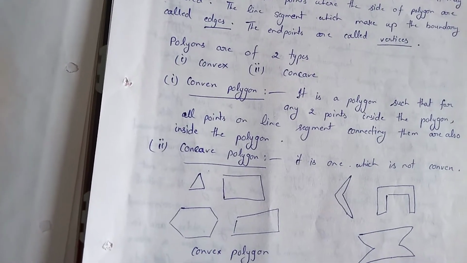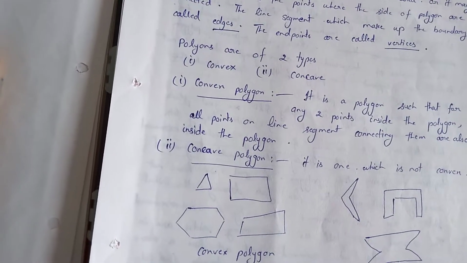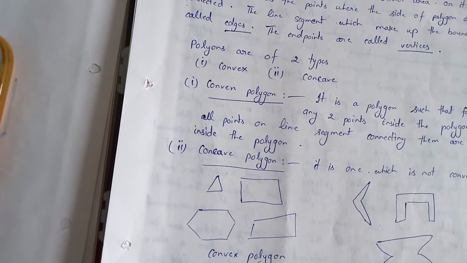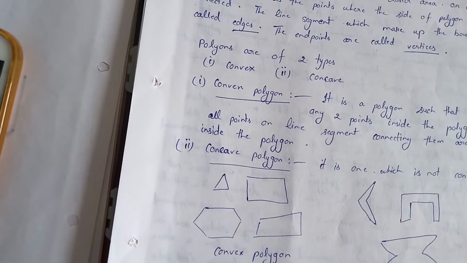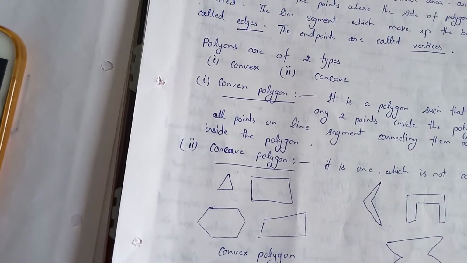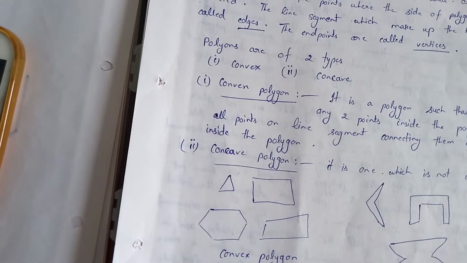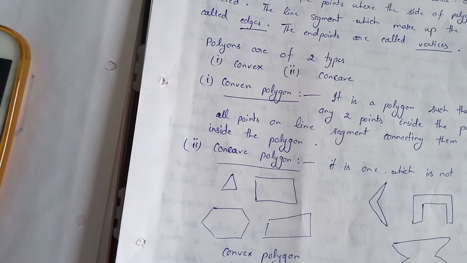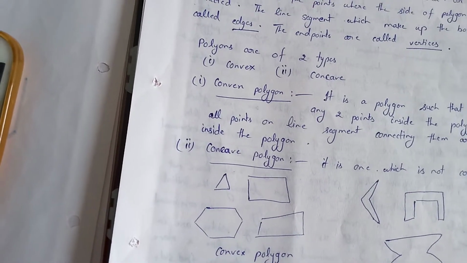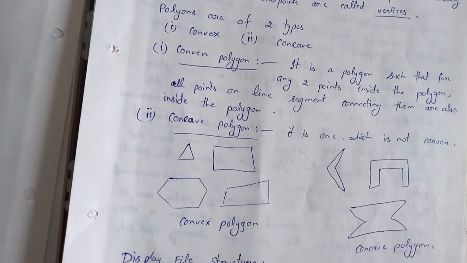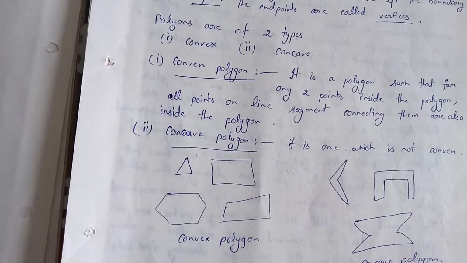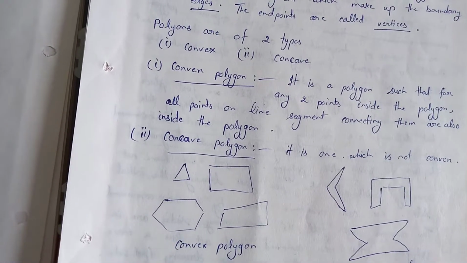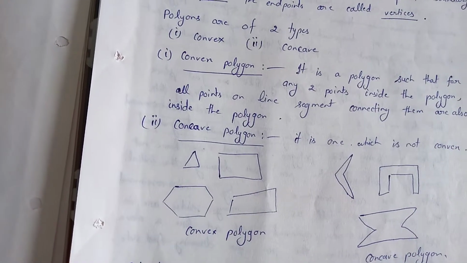convex polygon. Suppose we talk about a triangle and we take 2 points inside the triangle and we draw a line between these 2 taken points, and all points belonging to that line come inside your polygon, then such a polygon is known as a convex polygon. From the diagram you can easily understand the convex polygon, and the remaining polygons, those which are not convex, are known as concave polygons.